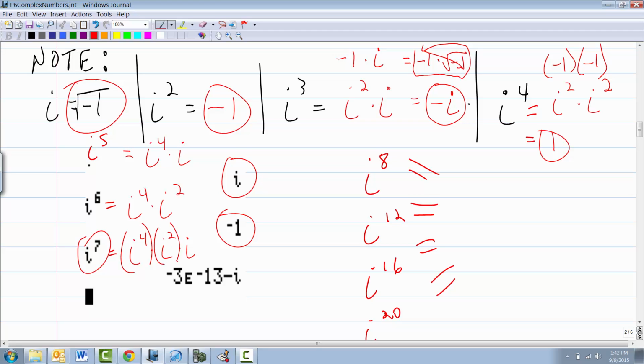What's i squared? So it's 1 times -1 times i. What does that end up becoming? -i. So that's what this rigmarole says. I'm going to teach this once because this number or something like this will come up on your calculator a lot, even the Inspires. Who knows what that number means? Raise your hand. What's -3e-13 mean? At least tell me the notation.